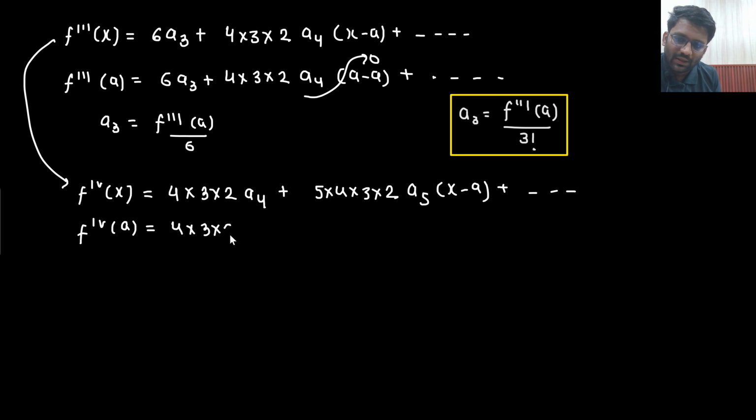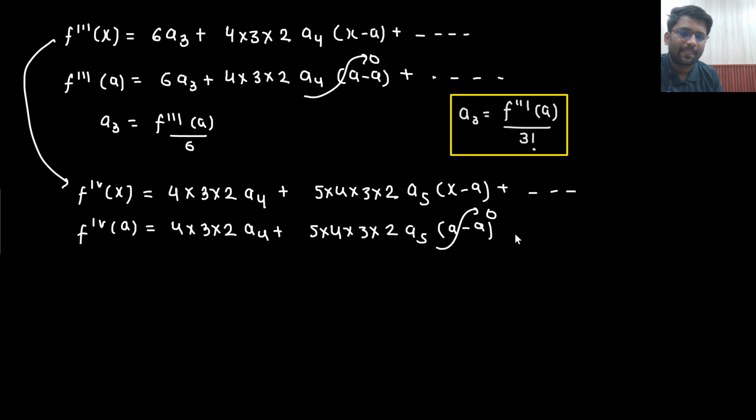4 into 3 into 2 a4, and here if you put the value, this value will come out to be 0 only. 5 into 4 into 3 into 2 a5 times (a minus a), this value will be 0. Say yes or no. So what is the value of a4 you are getting? Sir, a4 is simply coming out to be 4 times differentiation, put x equals to a, then divided by 4 into 3 into 2 into 1 also I can write down. So what is this? This is nothing but 4 factorial, right?